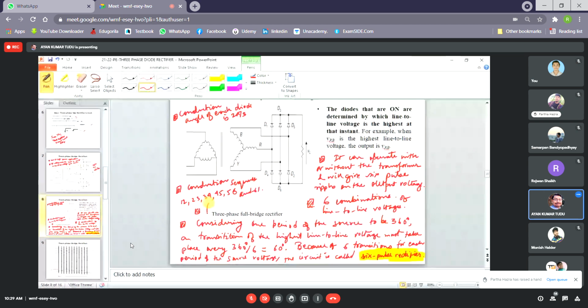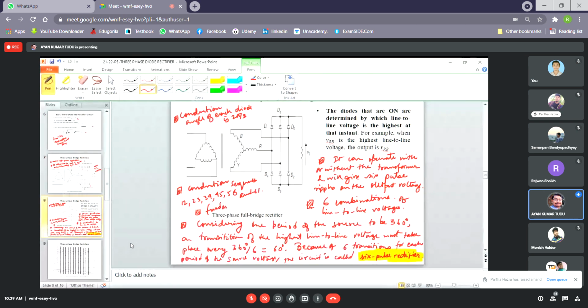Okay, the fundamental frequency of the output voltage. কত বললাম? It is 6 omega. Where, what is omega? Omega is the frequency of the three phase source. Okay, omega is the frequency of three phase source. Okay, I think you can understand now.